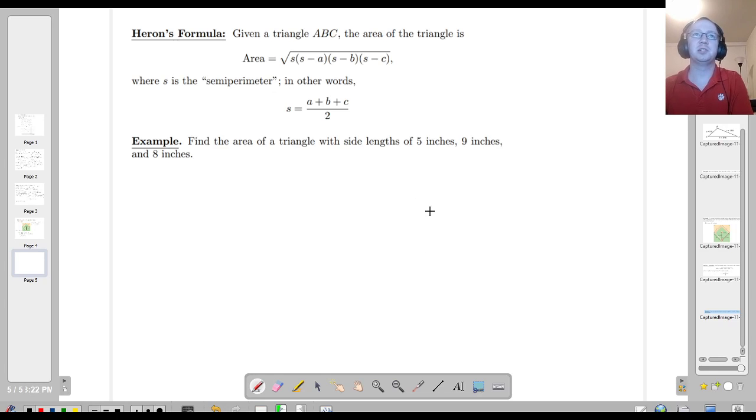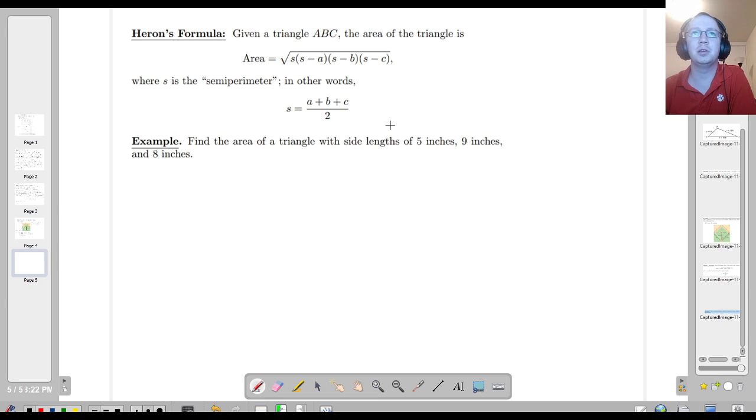So our last topic for this section has a special name. It's another formula that lets us find the area of an oblique triangle. But the name for this formula is Heron's formula. It looks like the bird heron, but it's pronounced Heron. So one of the features of this formula is that we're going to use what's called the semi-perimeter.